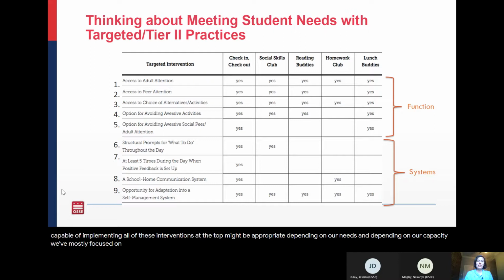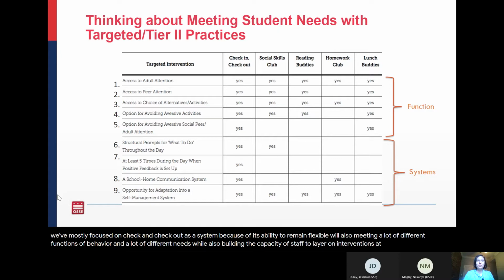We've mostly focused on check-in, check-out as a system because of its ability to remain flexible while also meeting a lot of different functions of behavior and a lot of different needs, while also building the capacity of staff to layer on interventions at that Tier 2 level.